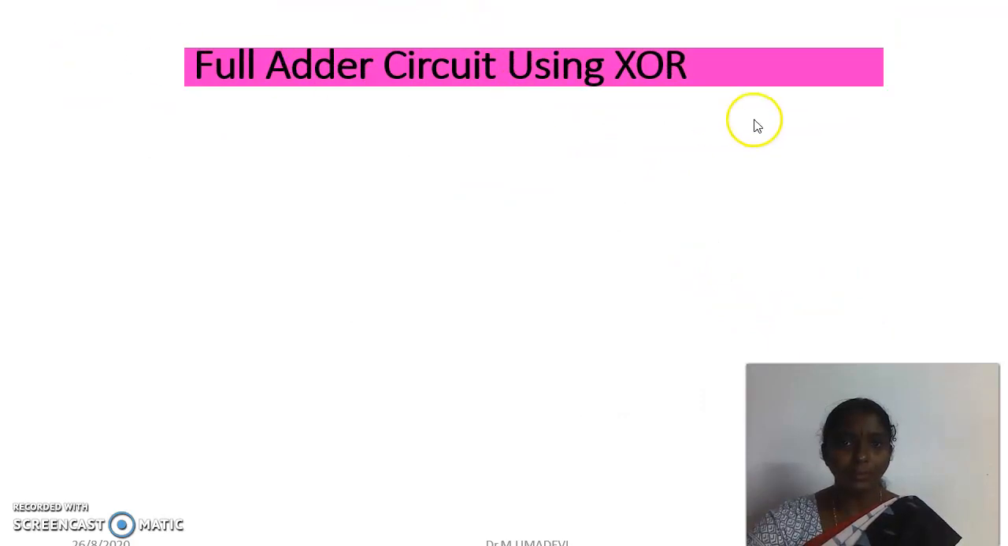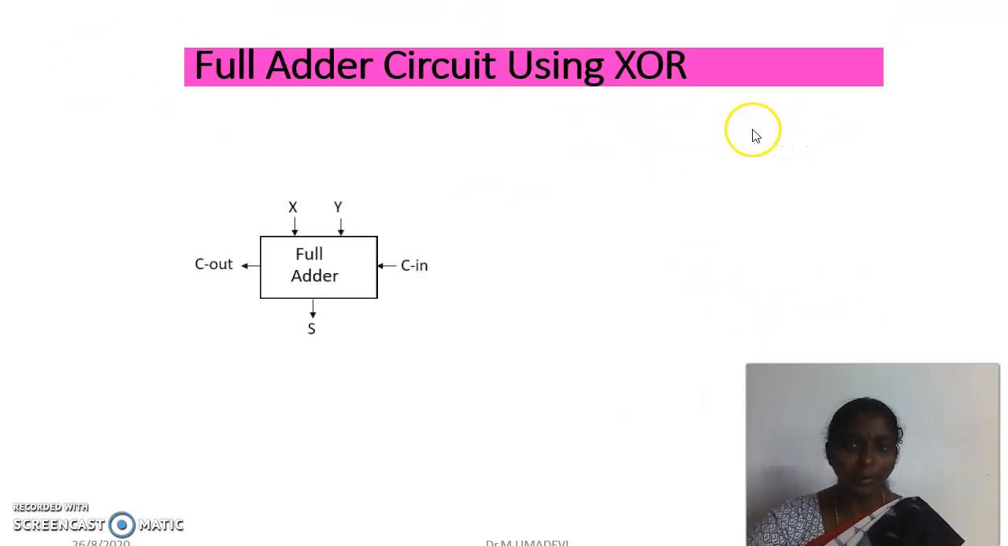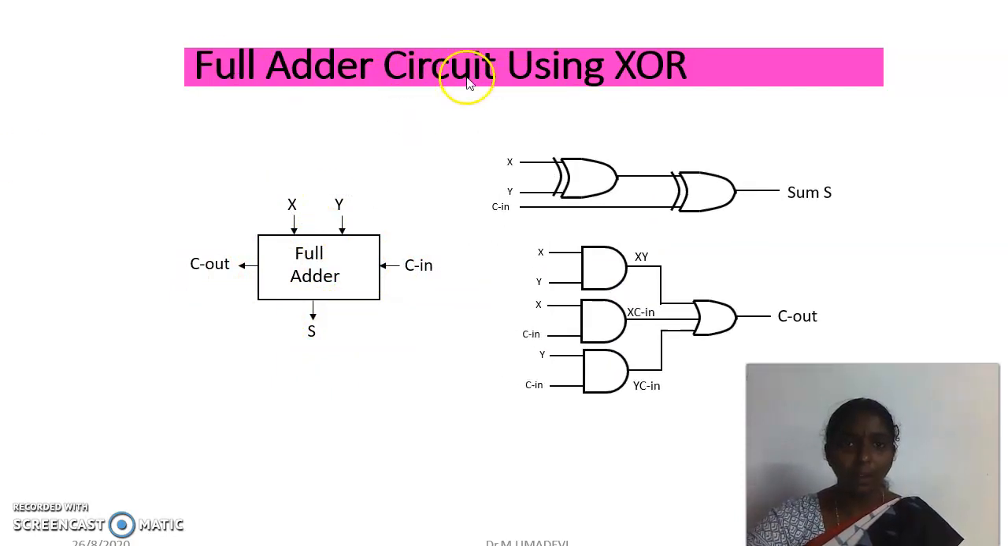The same full adder circuit can be implemented using exclusive OR gates. So full adder: x, y, c in are the inputs, and c out, sum are the outputs. See here, x and y go to one exclusive OR gate which produces an output. That output is given to the input of another exclusive OR gate along with c in. Now this output and this input are the inputs of the second exclusive OR gate which produces sum. And see here, 3 AND gates have been used: x, y, then x, c in, then y, c in. These are given to the OR gate, giving c out.